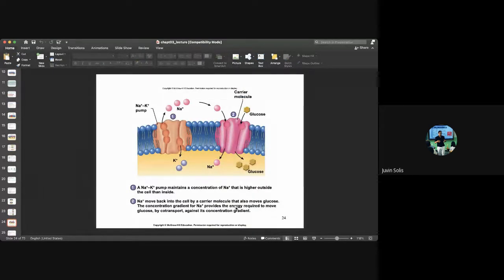Okay, just like this one. This is another illustration on how to use your carriers.